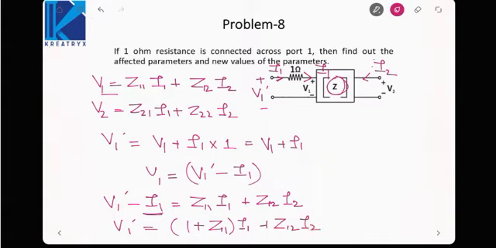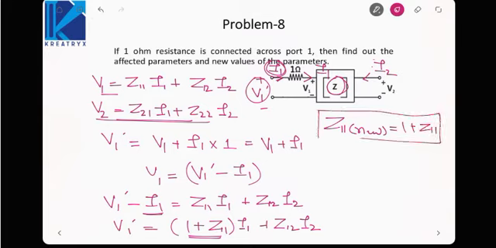Okay. Now this current I1 is the input current, V1 dash is the input voltage. This equation will still remain same. That is only one parameter is affected. That is Z11 new is equal to 1 plus Z11. So if you connect any resistance in series with any port, it will be added to the driving point impedance at that port. So you can remember this as a direct result, so that whenever you see such kind of modification, you can add it to the input impedance or the driving point impedance.